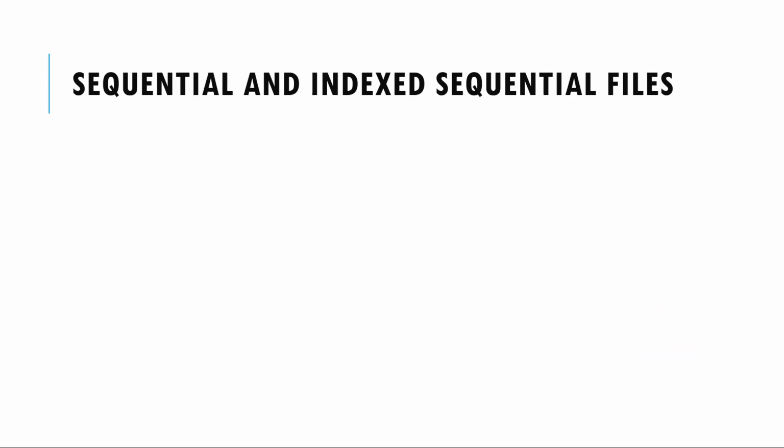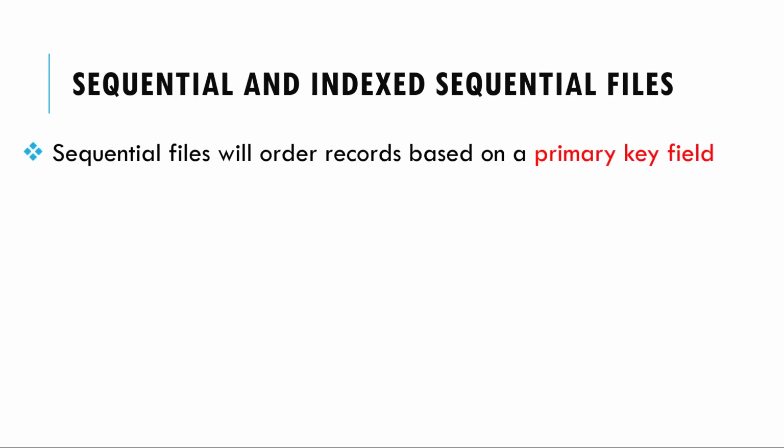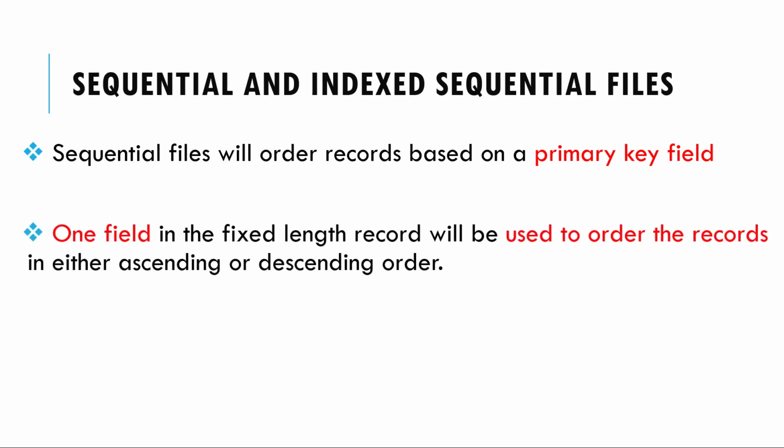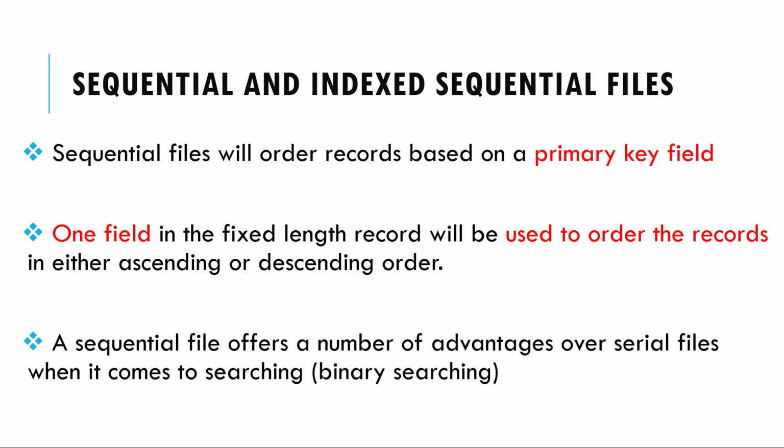So sequential files will all make use of records that have primary key fields which are unique, and one field in the fixed length record gets used to order the records, and that could be either ascending or descending order, it doesn't matter. And the sequential file offers a number of advantages over serial files when it comes to searching. Because sequential files are ordered, you can use things like a binary search over just a standard linear search, for example. With sequential files, there are two things that normally get asked: how do you insert and how do you delete from a sequential file?